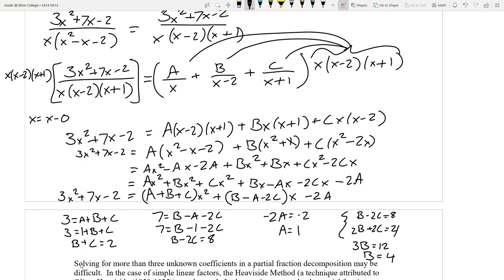And we'll go ahead and put in b equals 4 here. 4 plus c equals 2, so c will be negative 2. And so that gives us the constants that we needed. And so we'll go ahead and plug those in. So we get that our original fraction here, x cubed minus x squared minus 2x, is equal to 1 over x plus 4 over x minus 2 minus 2 over x plus 1. And so now we want to integrate that. And this will be the same as integrating the original fraction we were looking at.